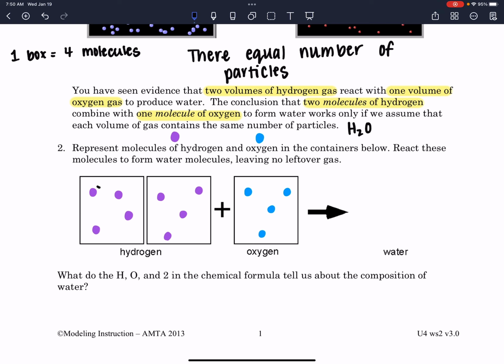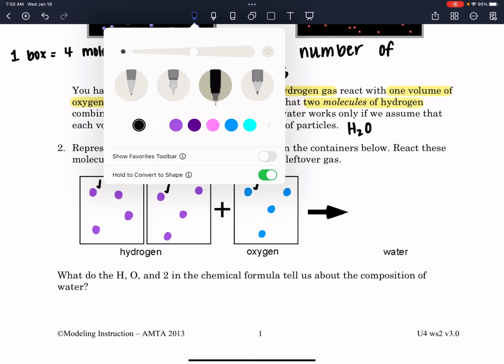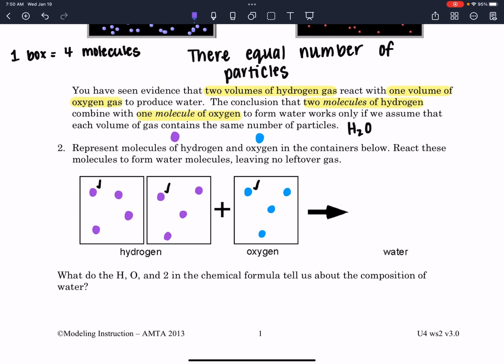So one of these hydrogen molecules and one of these hydrogen molecules is going to react with one of these oxygen molecules, and they're going to combine to form a compound, and that compound is water. So one molecule of hydrogen, another molecule of hydrogen is going to combine with another molecule of oxygen, and boom, that makes a water. Okay, so that makes sense.